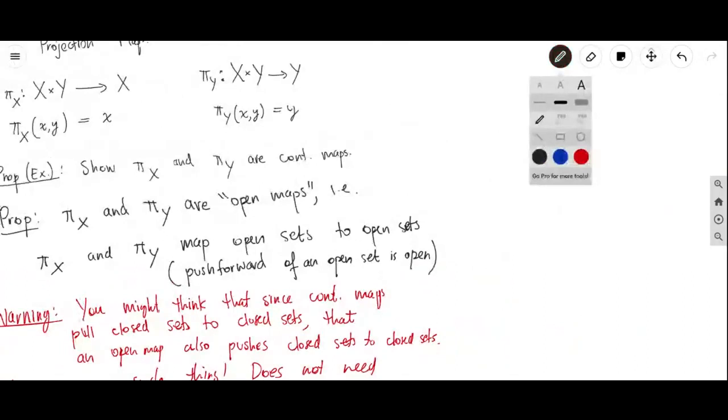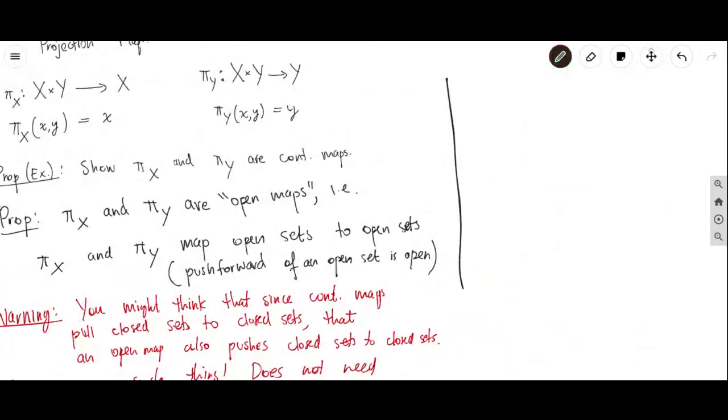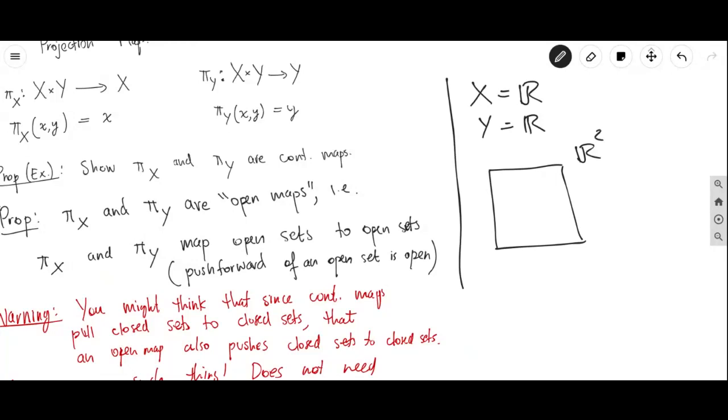But here's a super easy example. In this example, you always want to think of the easiest possible examples. Just take the real line, so the product is the plane. Then we have the x-axis, which I'm going to draw as R, and then the y-axis.